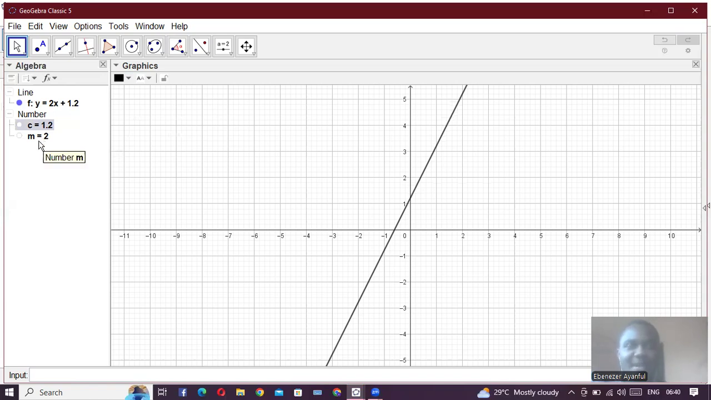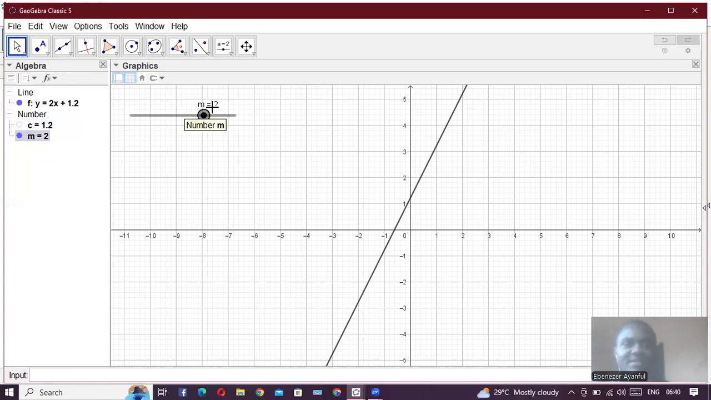So the gradient will have two things: it will have a value, that's the number itself, and then it will have a sign, whether it is positive or negative. We need to know the purpose of all these things. When it is positive, what does it mean? When it is negative, what does it mean? When the number is small, close to 0, what does it mean? And when the number is very large, what does it mean?